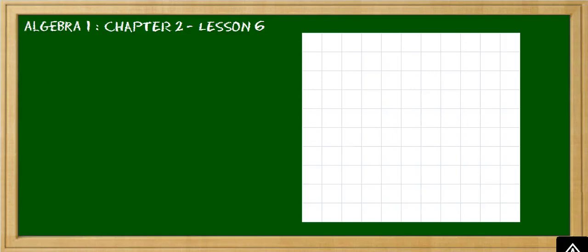Okay, class, we're on number 8. It says the graph of every inverse variation is a curve. The shape and position of the curve are determined by the constant of variation. So what is the constant of variation? Well, that's the letter a.